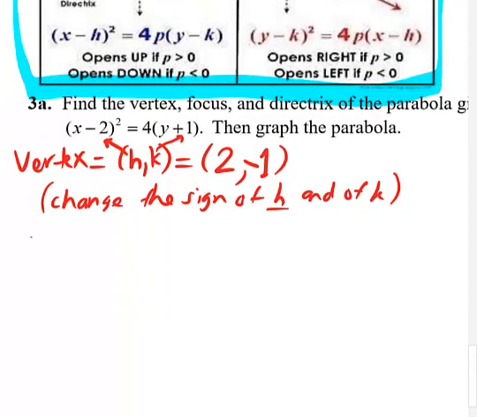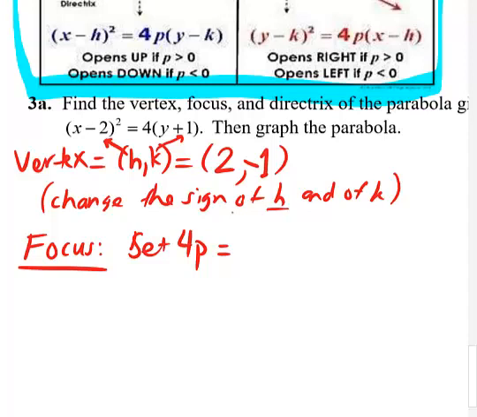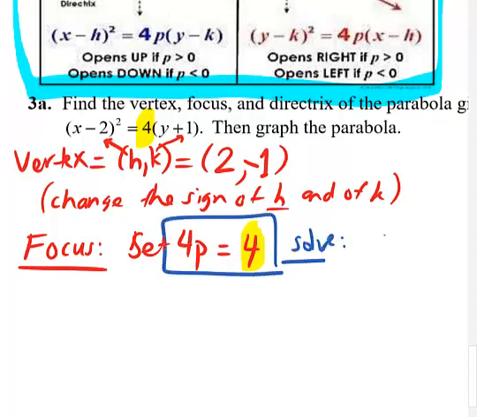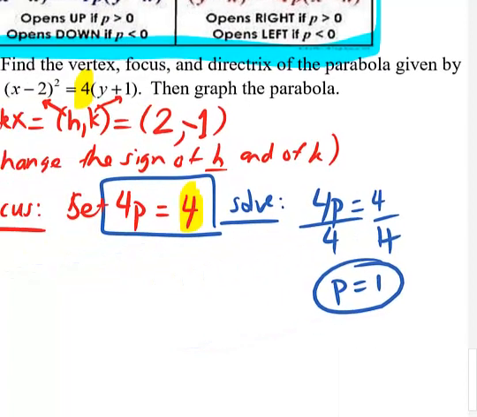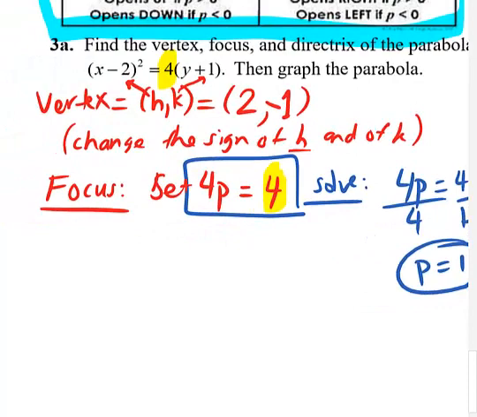And the focus we can find in a similar way to the very first problem we did. For the focus, I'm going to set 4p equal to the coefficient of y, which is 4. Just to show where that 4 came from, I'll highlight it. The coefficient of y is here. That's what I'm supposed to set 4p equal to, which is very similar to the very first problem we did here. And then I'll solve that. Okay, 4p equals 4. If I divide both sides by 4, I'll find out that p must be 1.